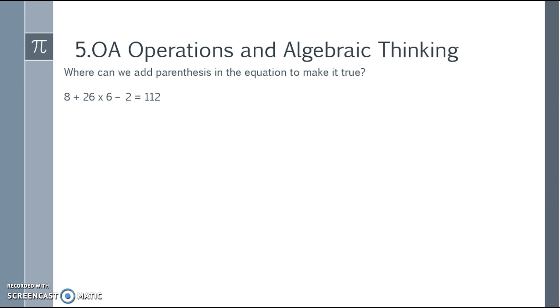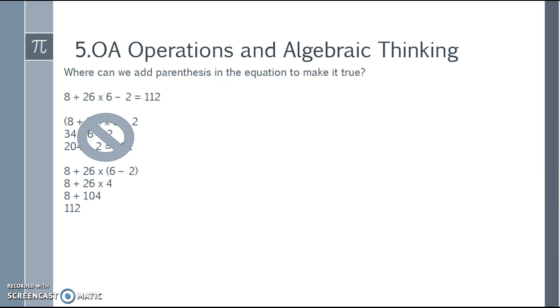Where can we add parentheses in the equation to make it true? Pause the video and see if you can figure it out. Let's start grouping the first two together. 8 plus 26 is 34, multiplied by 6 minus 2 gives me 204 minus 2, which is 202. Nope, that doesn't work, so let's regroup a little bit differently.